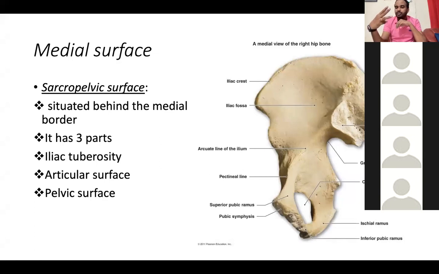It has three borders: anterior border, posterior border, medial border. It has two surfaces. One is the lateral surface or gluteal surface, and then the medial surface. The medial surface is further divided into the iliac fossa, which gives origin for the iliacus muscle. Then the other surface is called the sacropelvic surface, which is further divided into iliac tuberosity, articular surface, and pelvic surface. These are all the features and attachments of the ilium. Is it clear, everybody? Yes, sir.